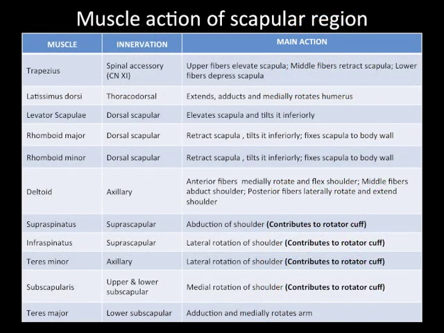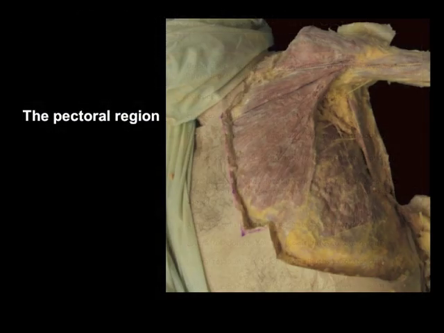And once again, here's a summary of all the muscles that we have examined up to this point. We now move to the pectoral region that is located on the anterior chest wall. There are muscles of the pectoral region of the thorax that also help move the scapula and hence the shoulder. To see these muscles, other muscles of the thorax need to be reflected, as well as the mammary gland if you're looking at a female.